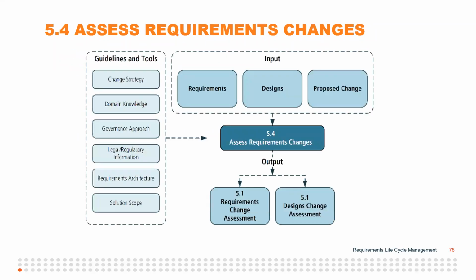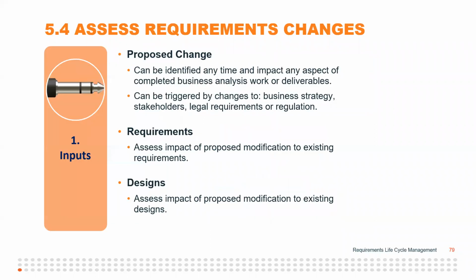So if you look at the guidelines and tools there over on the left, you've got a number of things we've seen before: the change strategy, domain knowledge, governance approach, legal and regulatory information, your requirements architecture, and your solution scope. And then the inputs are, once again, requirements and designs, but in any state, but now the proposed change as well. And then your output is the requirements change assessment and the design change assessment.